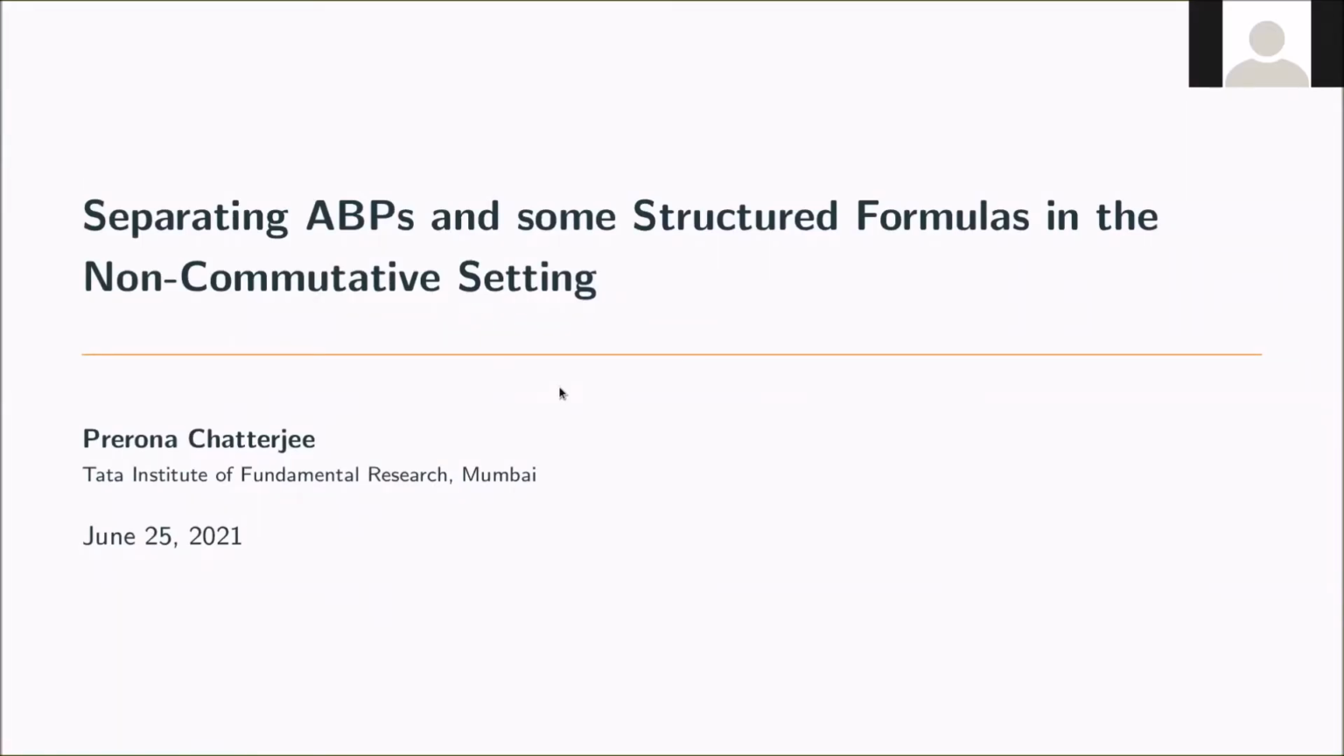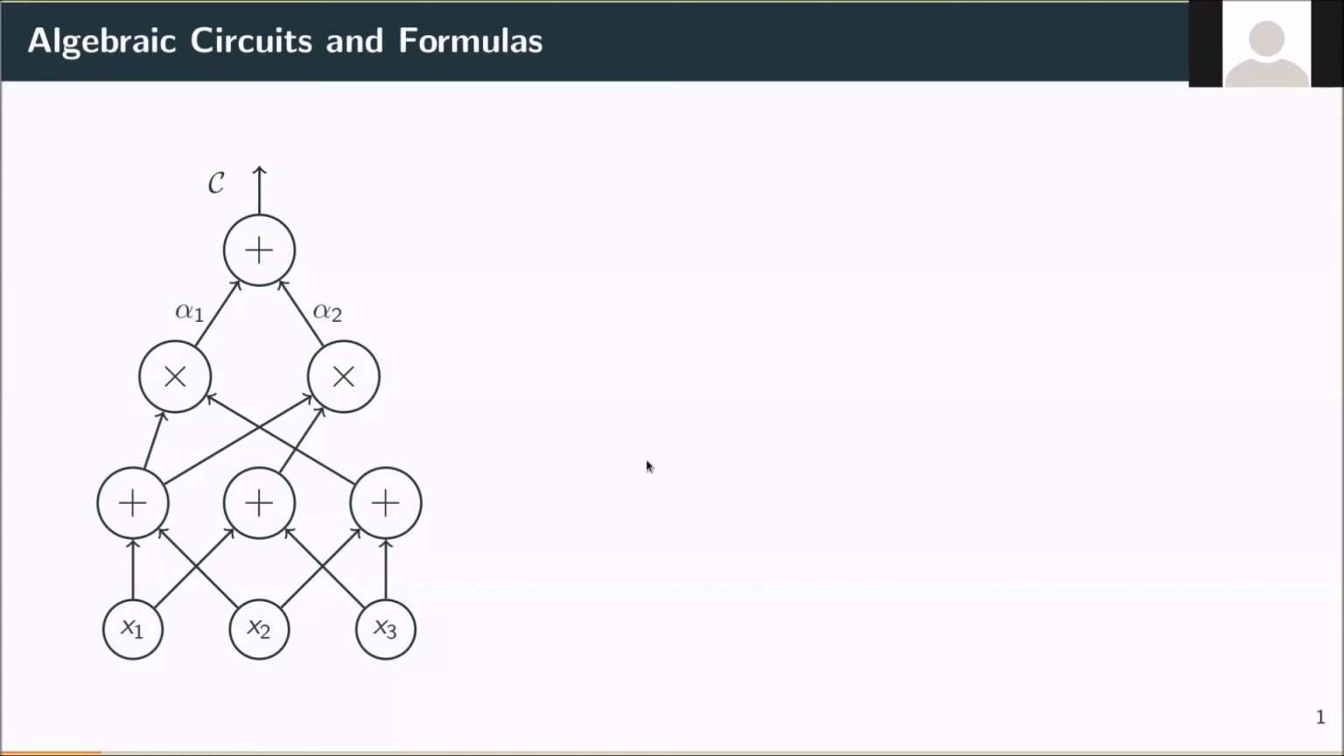So let's get started. We begin by defining the major algebraic models of computation. The most general and well-studied model is the algebraic circuit. They are rooted directed acyclic graphs in which the leaves are labeled by variables or field constants, and the internal nodes are labeled with addition or multiplication units. So every node in an algebraic circuit naturally computes a polynomial.